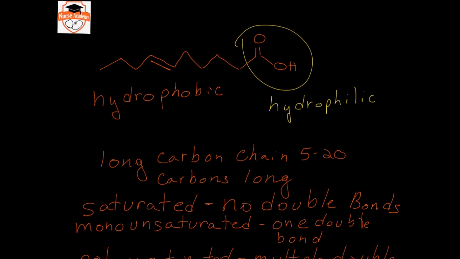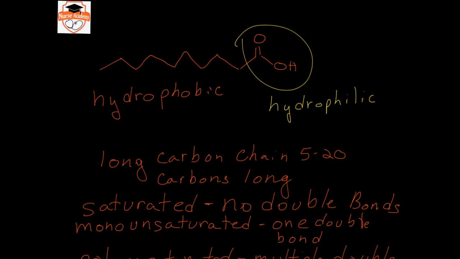It's much harder for the body to do that with saturated fatty acids, like this fatty acid right here. Consequently, monounsaturated and polyunsaturated fatty acids are healthier because they're easier for your body to break down.